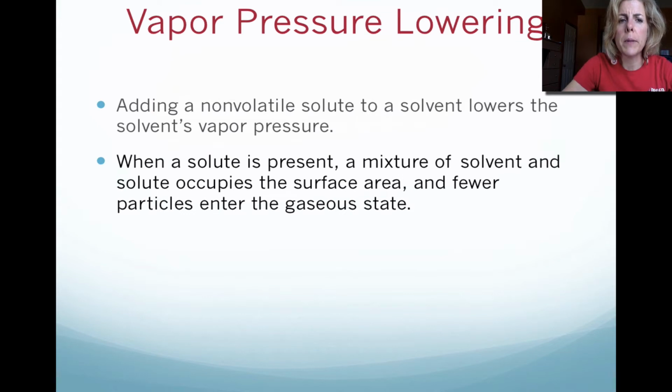Okay, so what happens when you add a non-volatile solute? So this is something that does not become a gas. It actually lowers the vapor pressure of a solution. What happens is the solute in the solution occupies surface area, and as a result, there are fewer solvent molecules that actually become part of the vapor state.